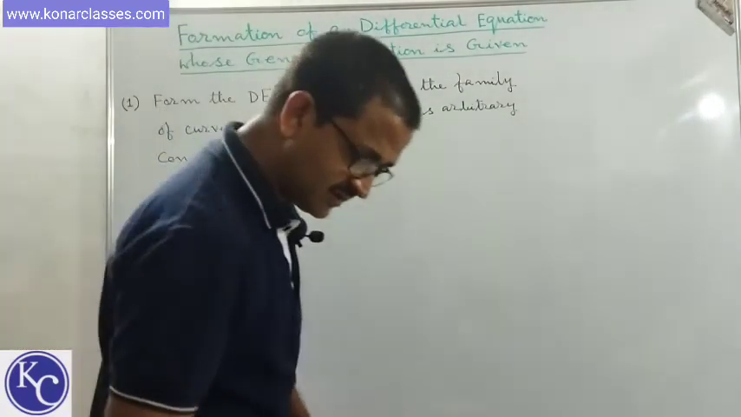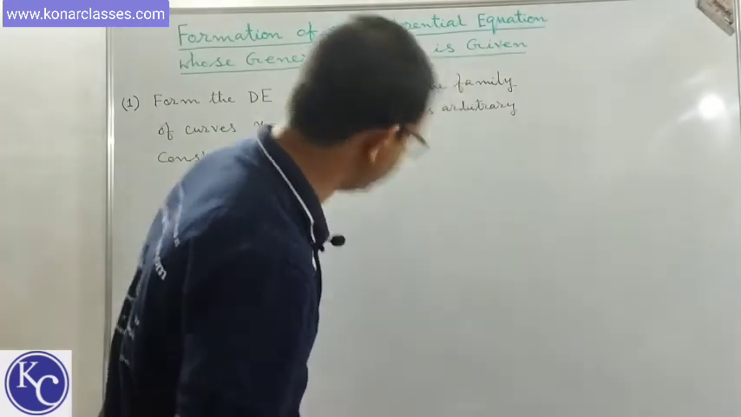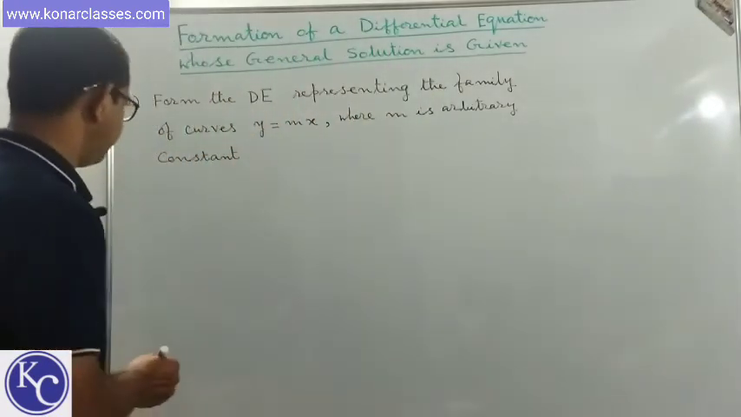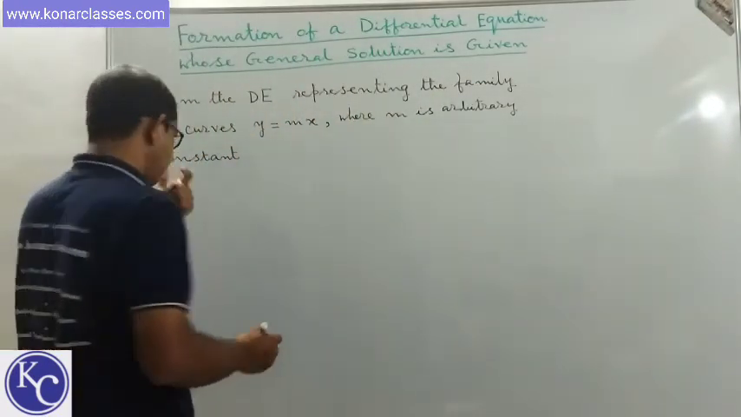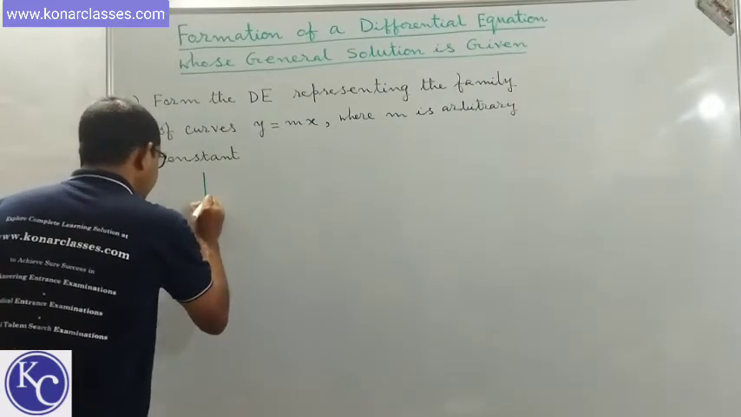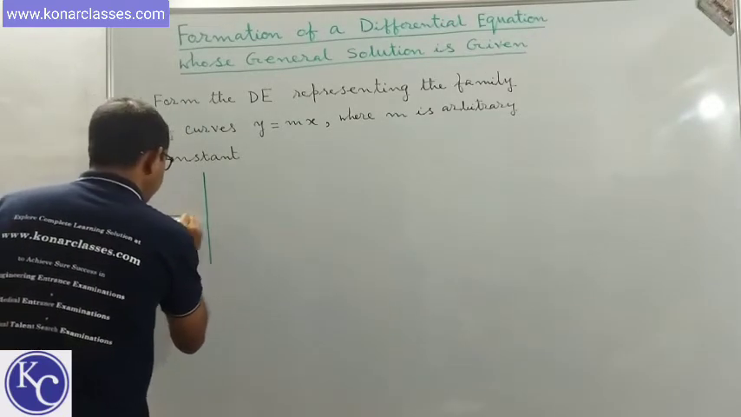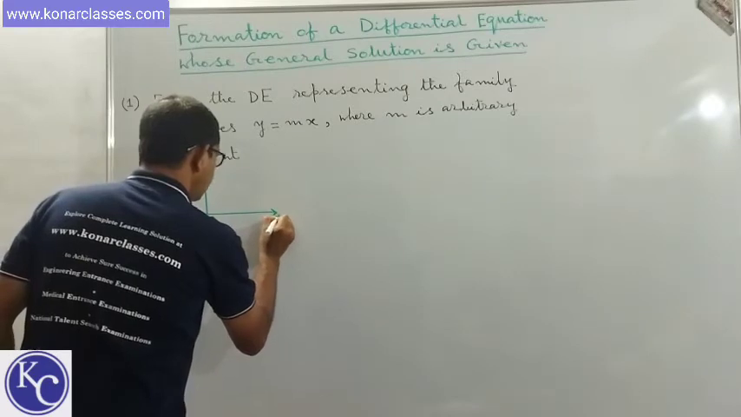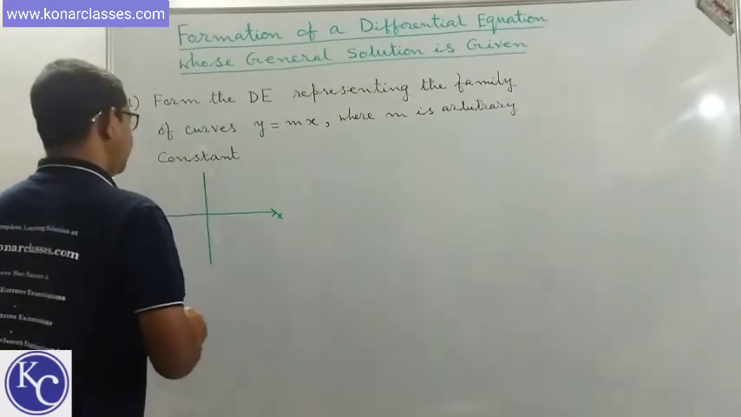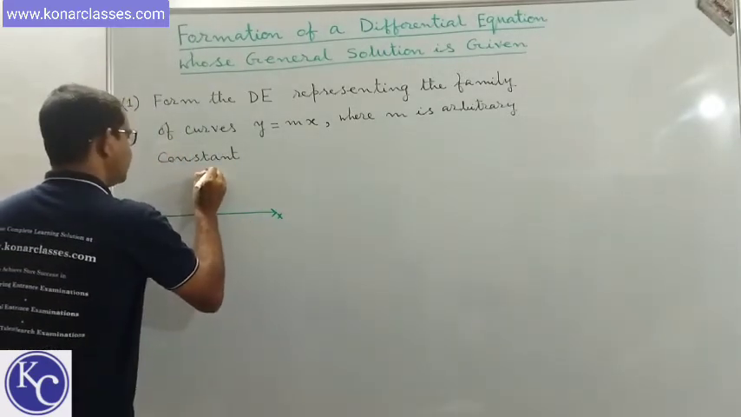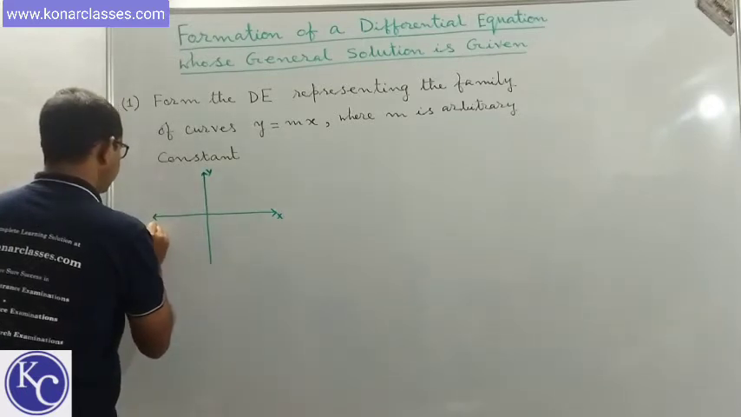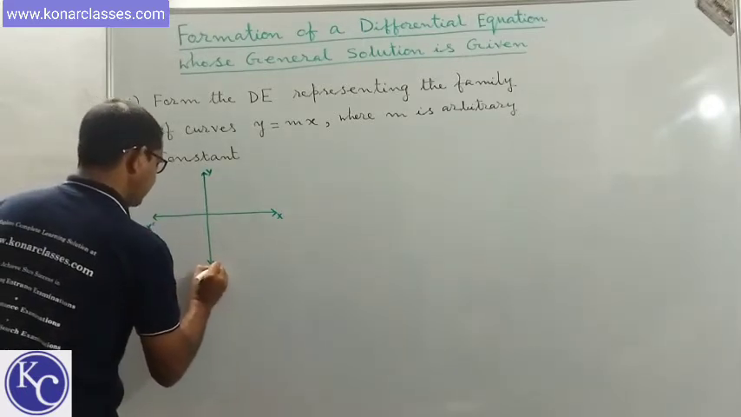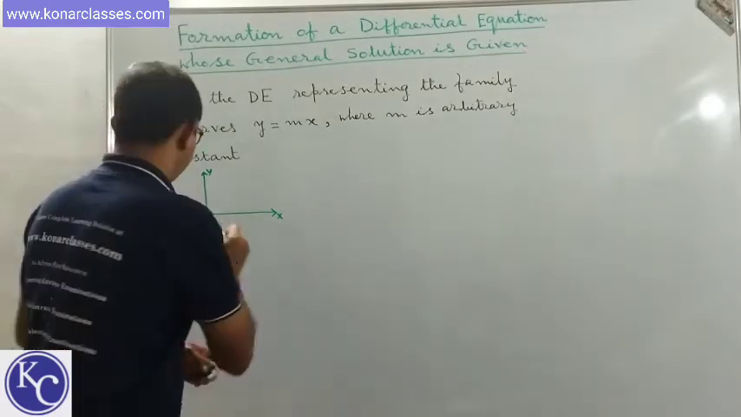Now let us understand geometrically what this particular equation, y equal to mx, actually is. All of you are aware from the straight line, y equal to mx is nothing but a straight line passing through the origin and having slope m. So if we represent that, what will it be? It will be something like this. This is the origin.